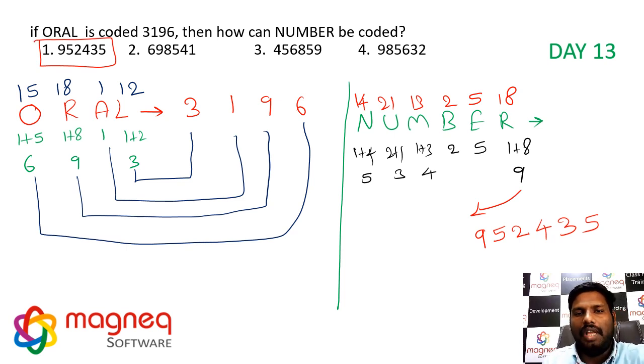So simple. Given letters converted to numbers, add two digits and reverse. Same as the second one. Letter converted to number, add two digits and reverse. 9, 5, 2, 4, 3, 5.